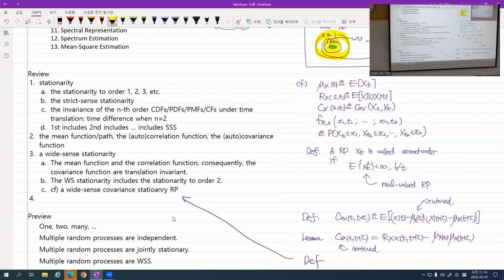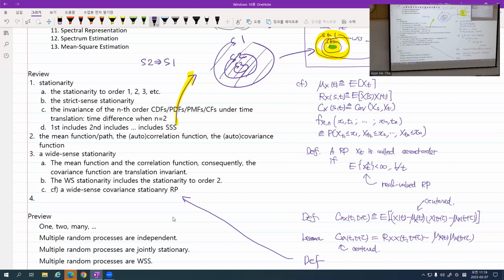By the way, are you sure that you can show this? For example, if a random process is stationary to order 2, it is stationary to order 1. That is what this means, right? Stationary to order 1 includes stationary to order 2, 3. Can you prove that? That is not that difficult. If you want to show that this set is a subset of that set, we have to show that stationarity to order two implies stationarity to order one, right?